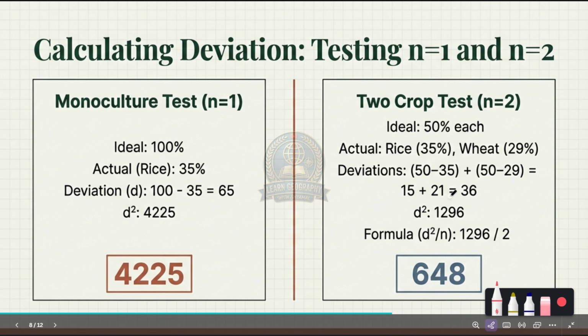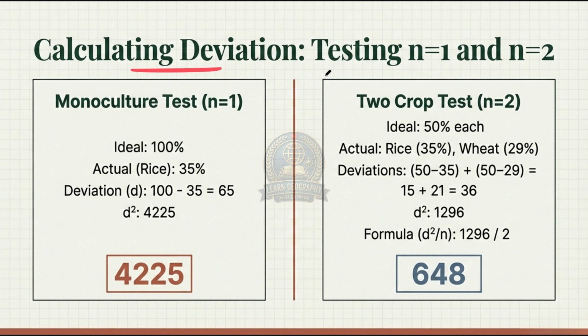Okay. After that, calculating deviation, testing n is equal to 1 and n is equal to 2. Monoculture test, that means n is equal to 1, that is 1 crop variety. Ideal value is 100%. Actual is rice, which is 35%. Deviation d is equal to 100 minus 35 is equal to 65. D square is equal to 4,225. Okay, this is the value.